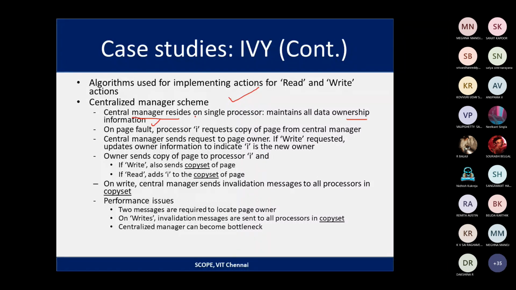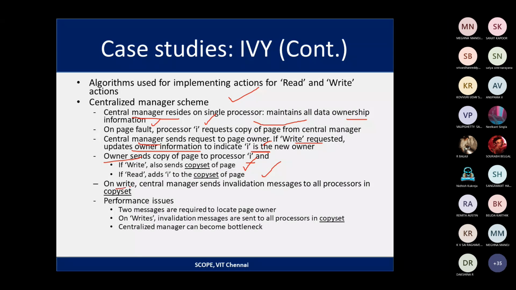Whenever a page fault happens, processor I requests a copy of the page from the central manager, and the central manager sends the request to the page owner. If a write is requested, it will update the owner information to indicate that I is the new owner, because now it has access to that page. Then the owner sends a copy of the page to processor I. If it is a write, it also sends the copy set. If it is a read, it will add I to the copy set of the page.